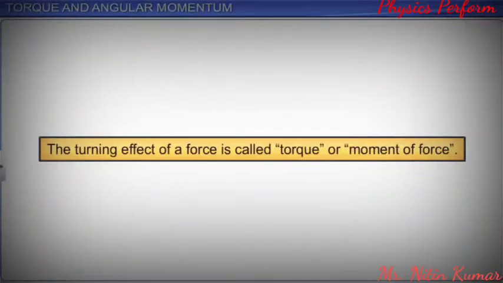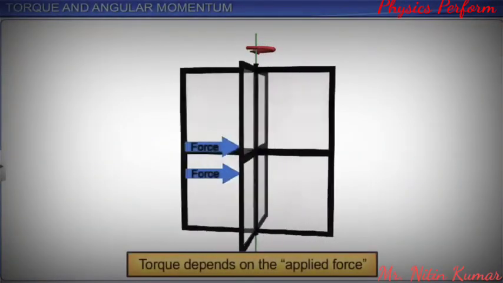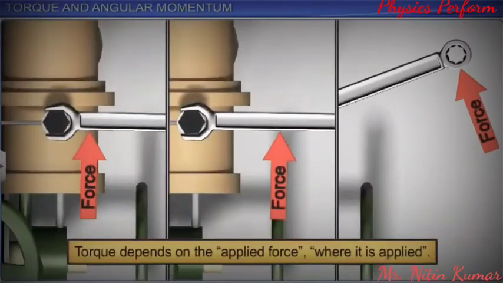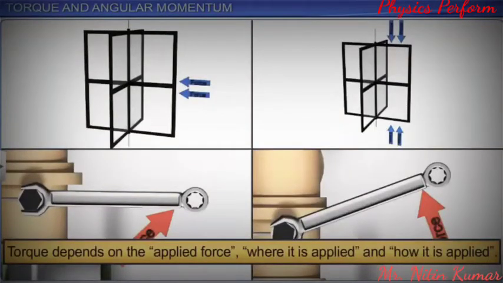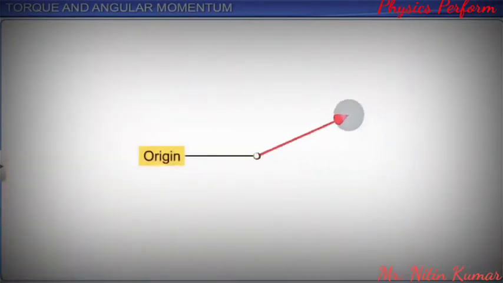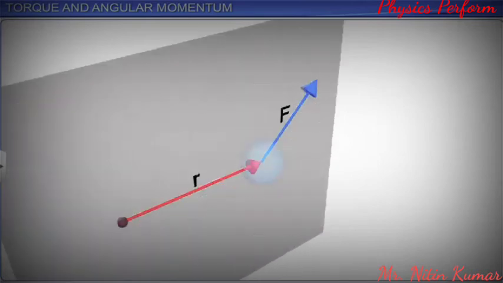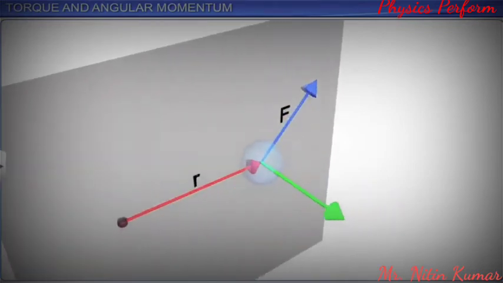As seen earlier, torque depends on the applied force, where it is applied, and how it is applied. Now let us define the torque of a force. If a force F is acting on a particle located at R, then the torque acting on the particle about the origin is a vector defined as R cross F and is denoted by the Greek alphabet tau.